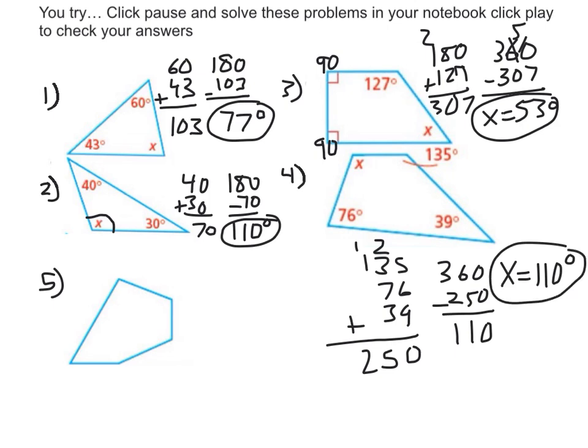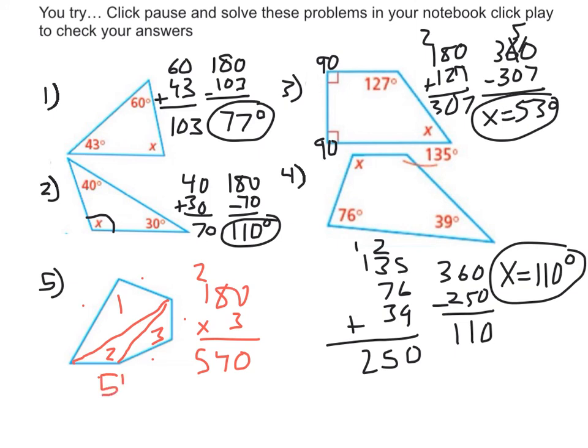Okay, lastly, number 5. Well, how many sides are on this? 1, 2, 3, 4, 5. It's a 5-sided polygon that is made up of, if I draw diagonals, 3 triangles. So how many degrees are in all the angles of this 5-sided polygon? Well, it's made up of 3 triangles, so if I do 180 times 3, 3 times 1 is 3, plus 2 is 5, I get 540. So for this polygon, there would be a total of 540 degrees in all of its angles.